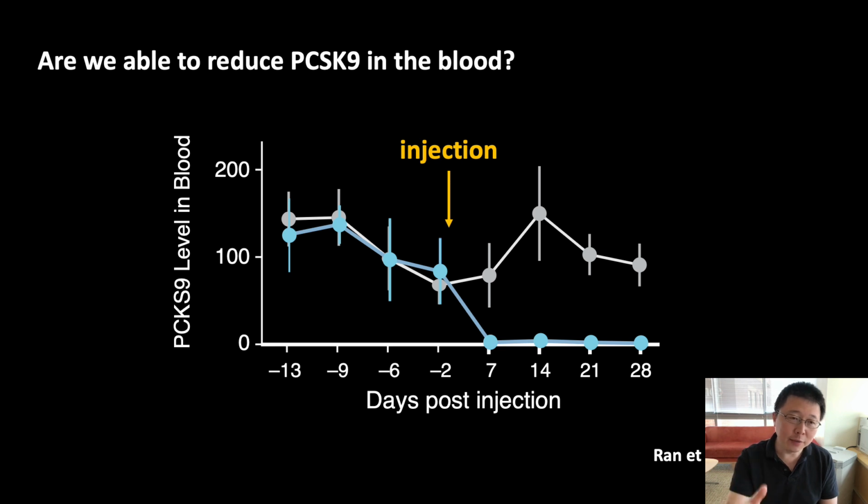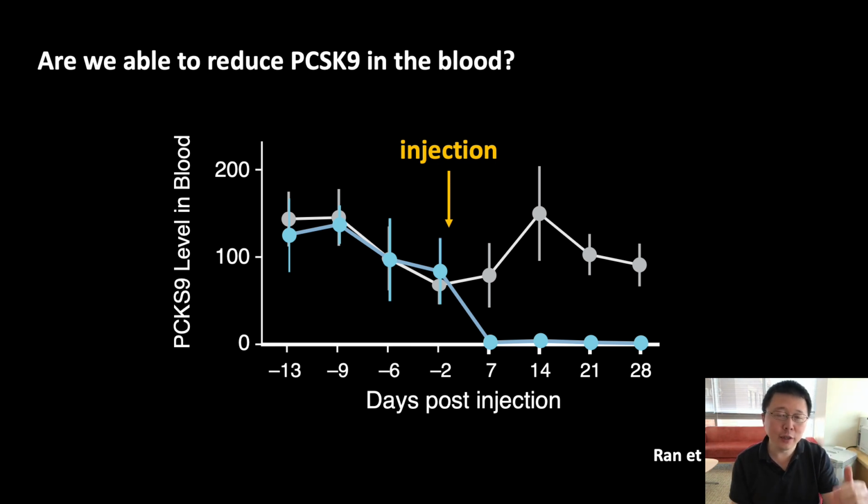But if you inject in this virus that carries the Cas9 system to get rid of PCSK9, right after injection, 7 days later, you can see that the PCSK9 protein level becomes undetectable. And so this persists for the rest of the time that we were able to measure in the mouse. And so this shows that it's a single injection, and it gives you a very long-lasting effect.